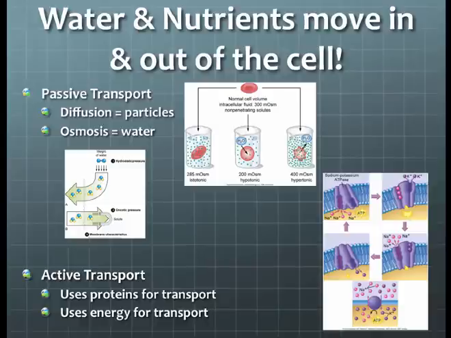Osmosis, on the other hand, is the movement of water, right? So diffusion is the movement of particles, and osmosis is the movement of water. Osmosis is when water moves from higher concentration to lower concentration. Now, the plasma cell membrane has to be permeable to water in order for it to move, okay? So there are a couple things that you have to remember about osmosis. It's not just going to move on its own, all right?